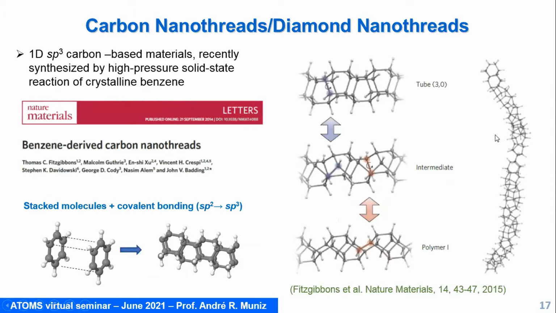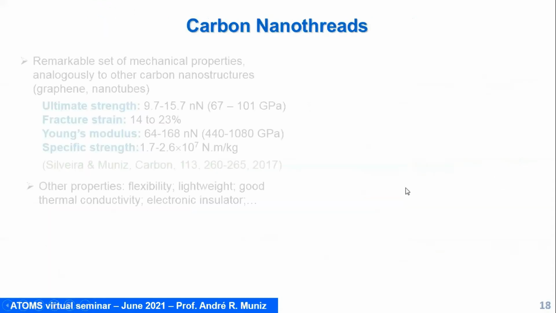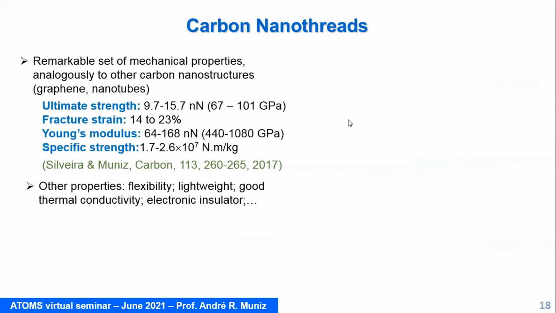So they describe the structure of these nanothreads, in this first work, as a combination of two theoretical structures that had been predicted before, that are essentially formed by this procedure: stacking benzene molecules and establishing covalent bonds in the neighboring atoms. So these materials have a remarkable set of mechanical properties similar to other carbon nanostructures. Here are some properties that we computed in a previous study using density functional theory calculations.